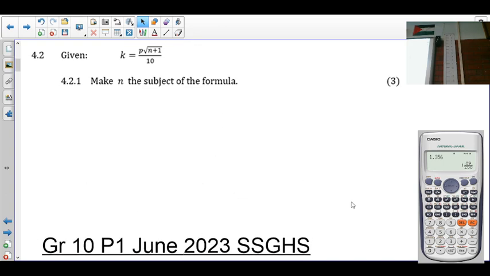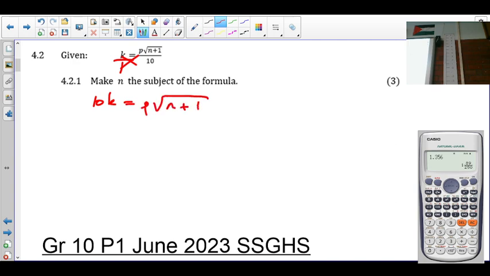In 4.2, you are asked to make n the subject of the formula. Okay, so what do we have to do first? Get rid of the denominator, not so. So I'm going to multiply both sides by 10, or I cross multiply because I've got a fraction on either side. So 10k is equal to p into the square root of n plus 1.